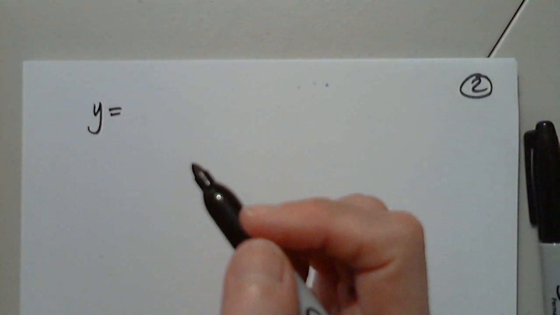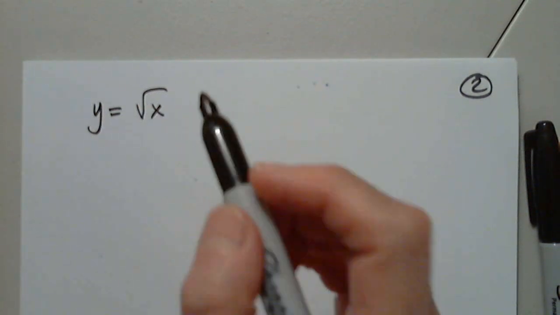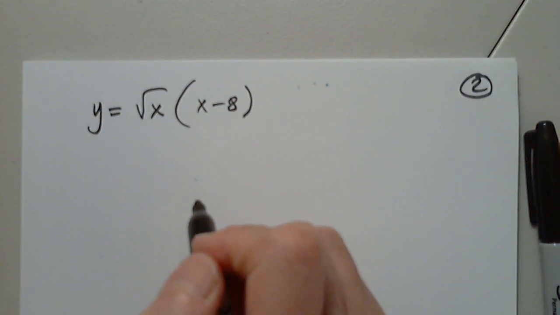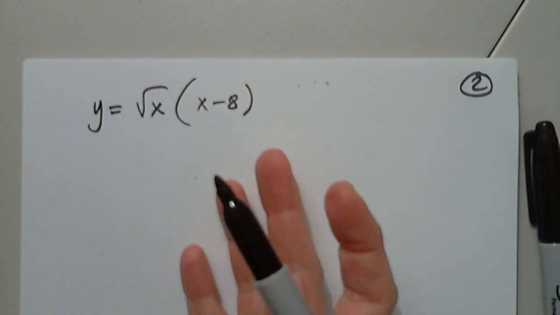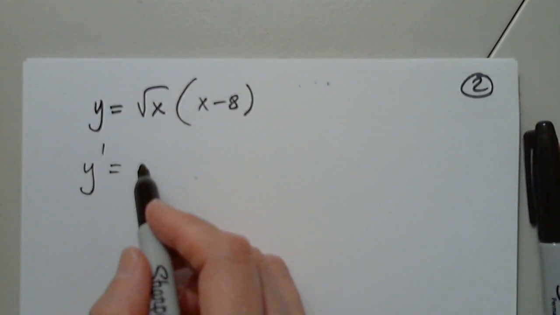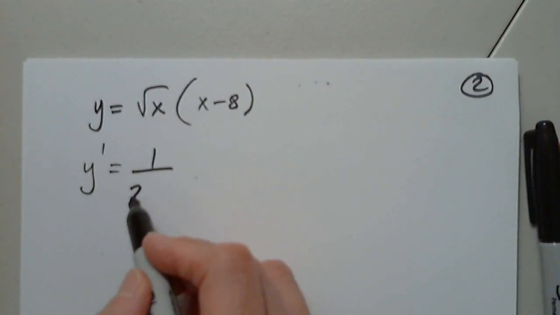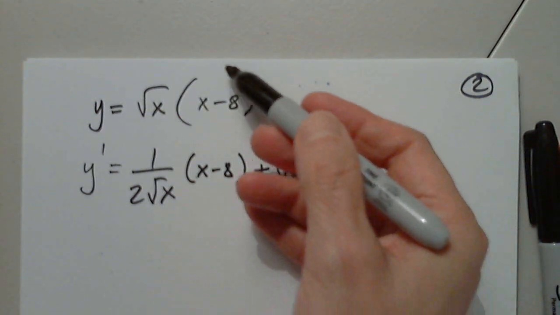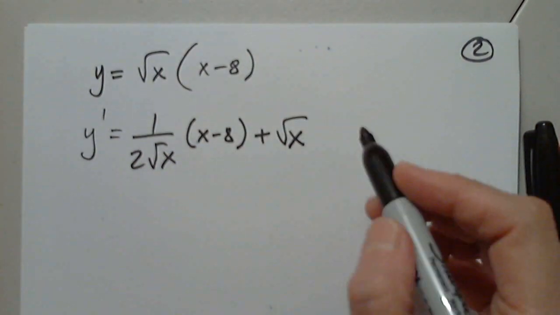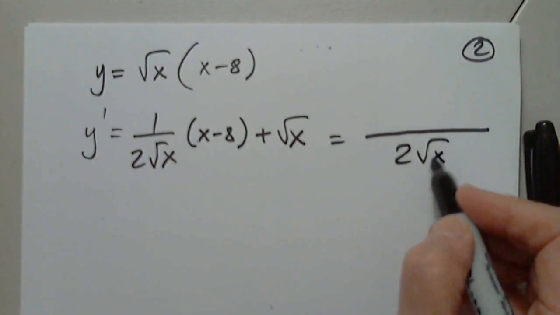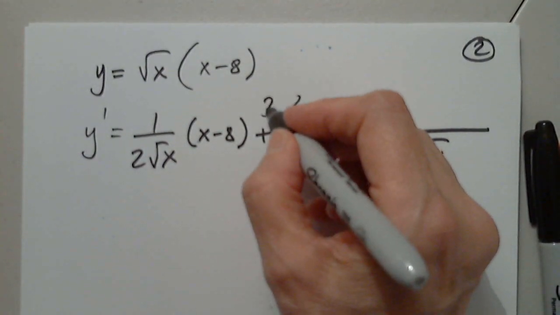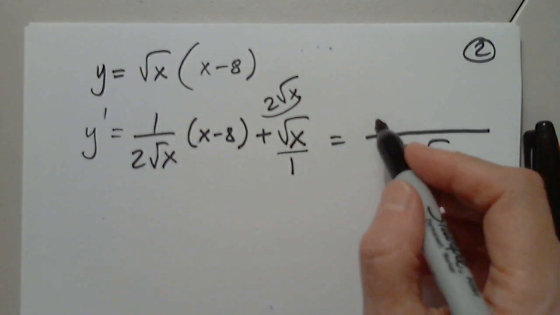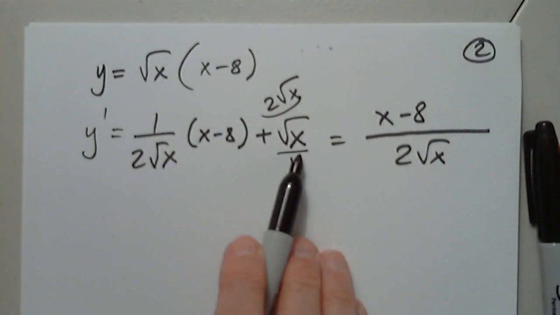Y equals the square root of x times the quantity of x minus 8. Correct. Okay, perfect. So we can use the product rule. So we have y prime. We differentiate the first function, 1 over 2 the square root of x, multiplied by the second function, plus the first function, multiplied by the second one prime, which is 1. We should find the least common denominator. We should multiply by 2 the square root of x, because this is over 1. I have in the numerator x minus 8, and then 2 the square root of x times the square root of x is 2x.